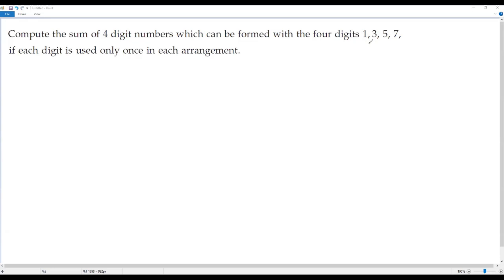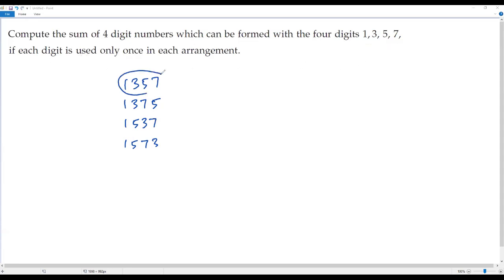Okay, let me consider the given 4 digits 1, 3, 5, 7. I can form a 4-digit number with these 4 digits, that is 1357. In this way, I can form different 4-digit numbers with these digits like 1375 or 1537 or 1573. So I can keep on writing the 4-digit numbers with these digits, and also there is a condition that each digit is used only once in each arrangement.